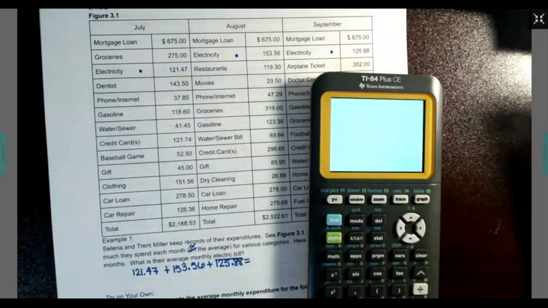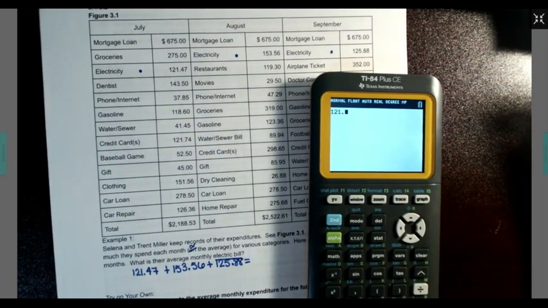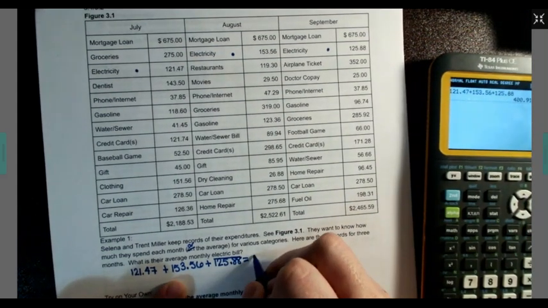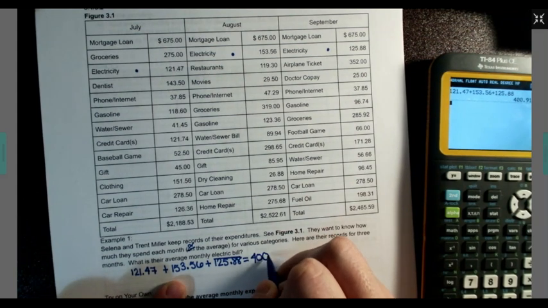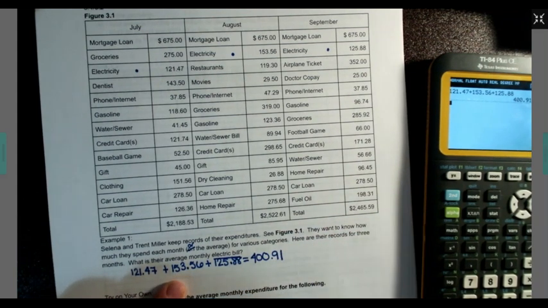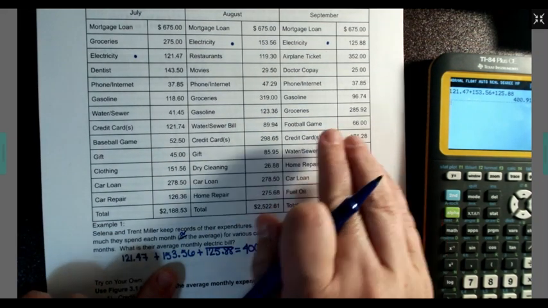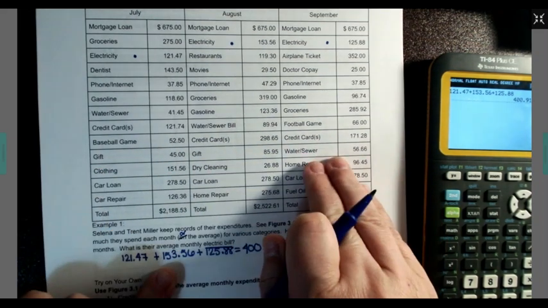So we're going to take 121.47 plus 153.56 plus 125.88. I get $400.91. Now, that's the total of July, August, and September. So that's the total for 3 months.